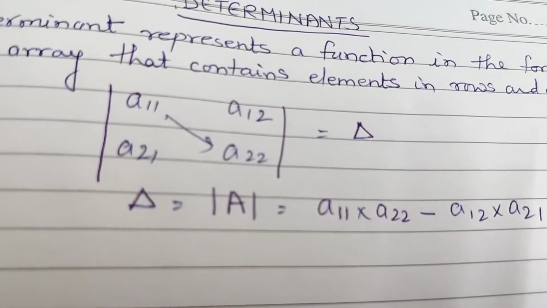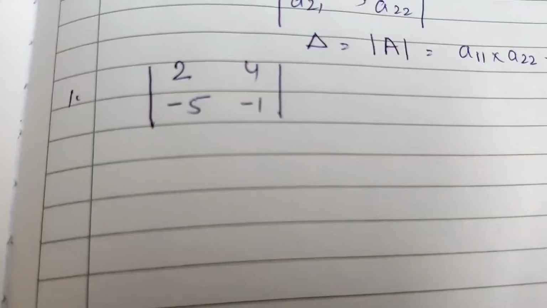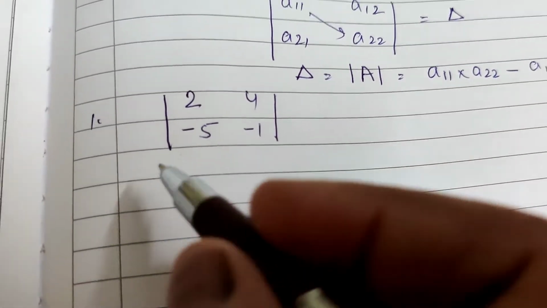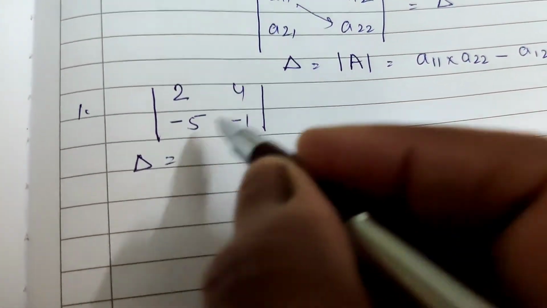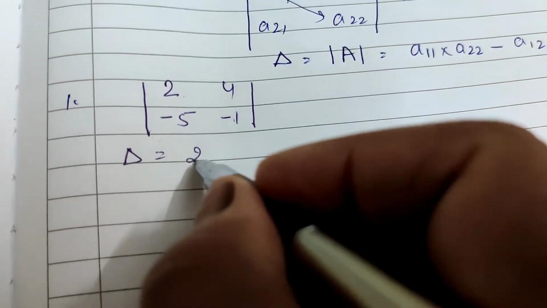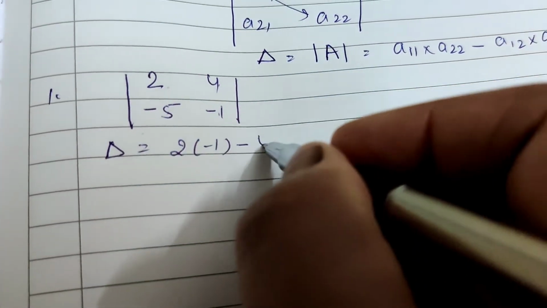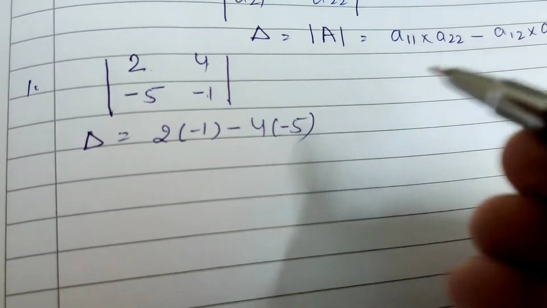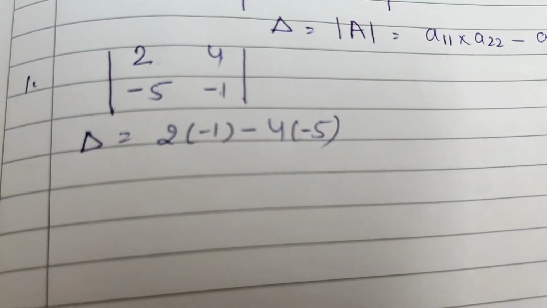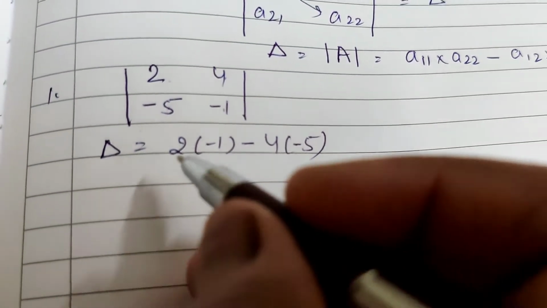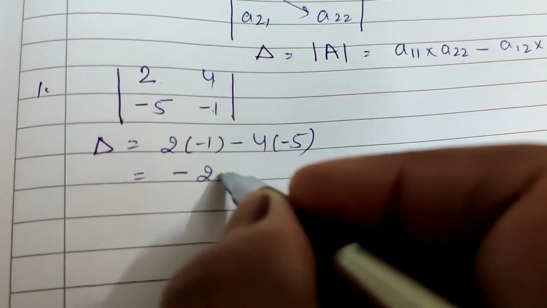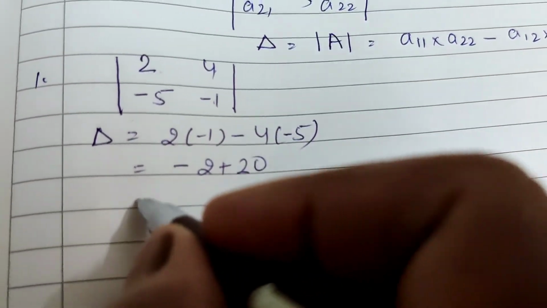According to this, the answer of the first question, the value of this determinant, equal to, now cross multiply, 2 into minus 1 minus 4 into minus 5. This will be the value of the determinant of second order. Minus 2 plus 20, the value of this is equal to 18.